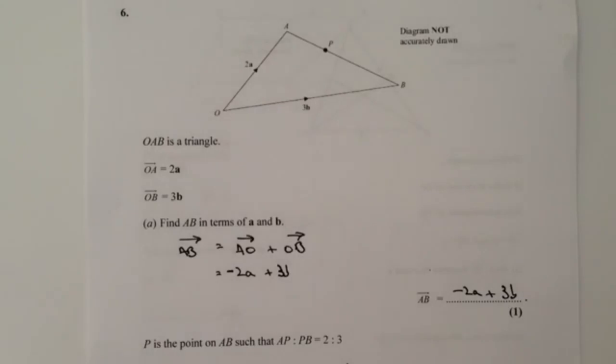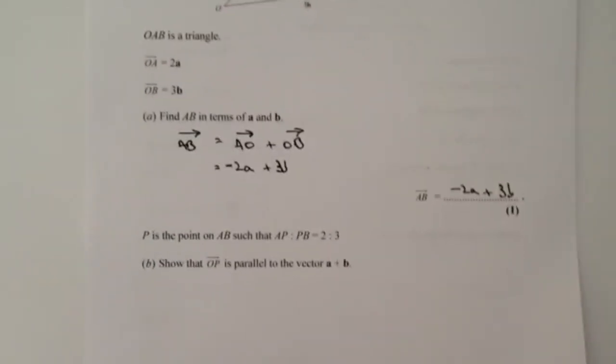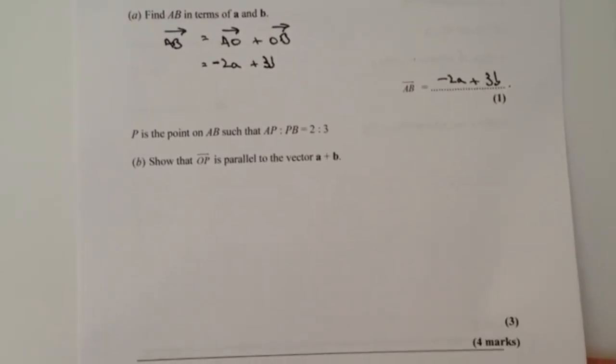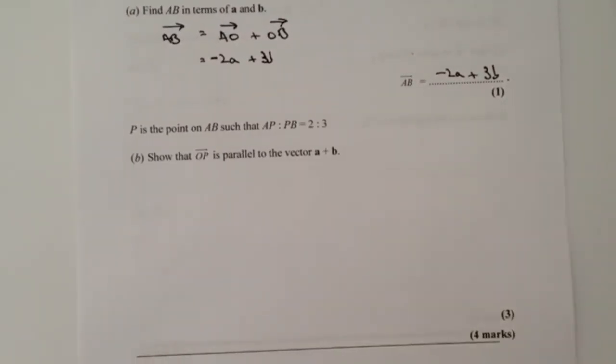Okay, so the first part of the question usually gives you a bit of a clue to the next part of the question, which on this particular problem is quite tricky, but I hope you'll be able to work through it okay. So what it says is that P is a point on AB, so that AP and BP is in the ratio 2 to 3. Show that OP is parallel to the vector a plus b.